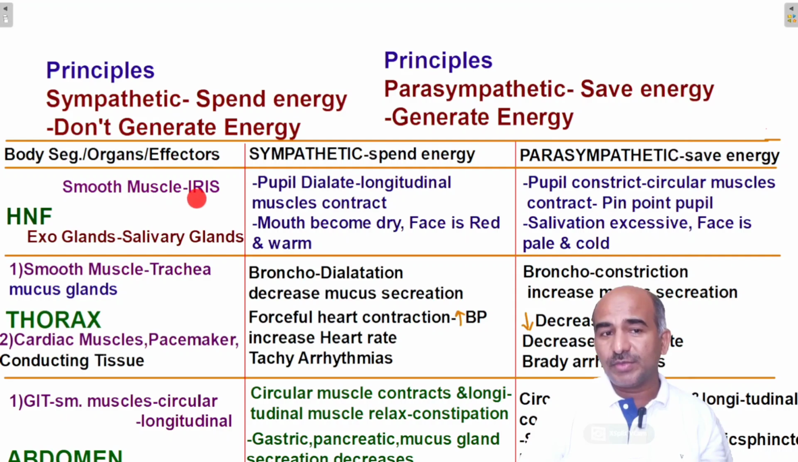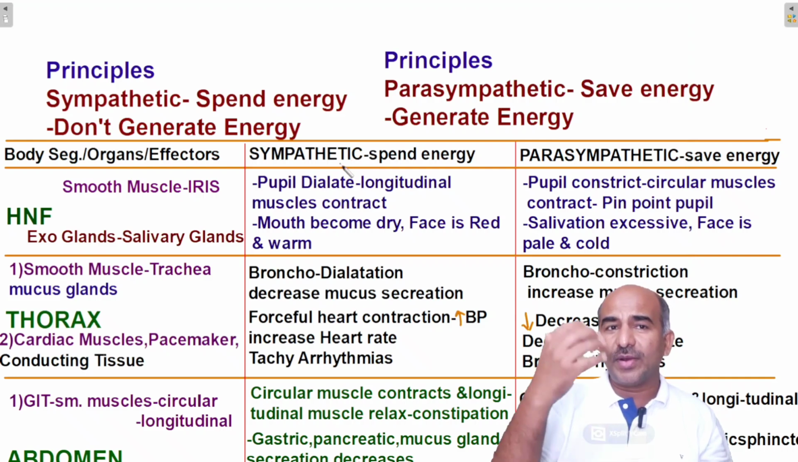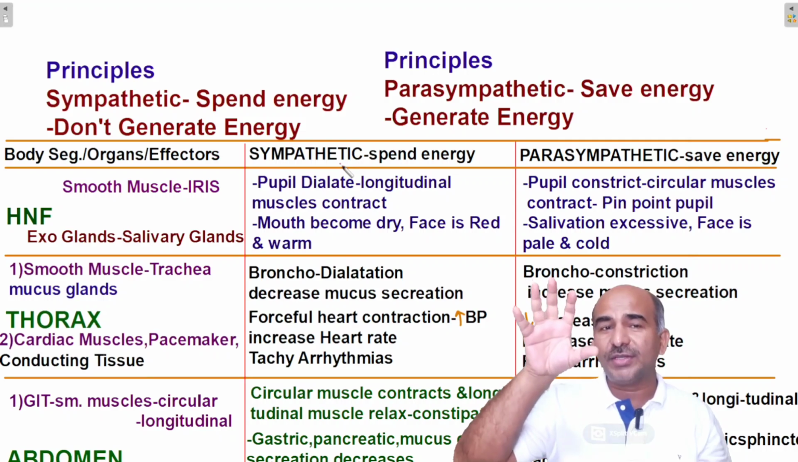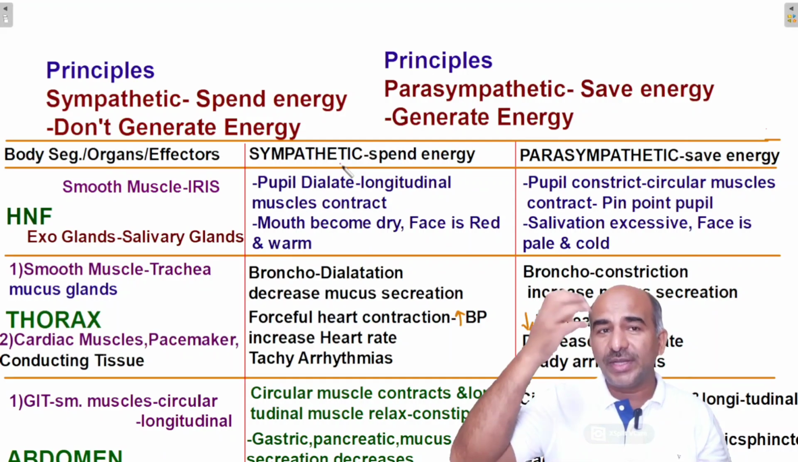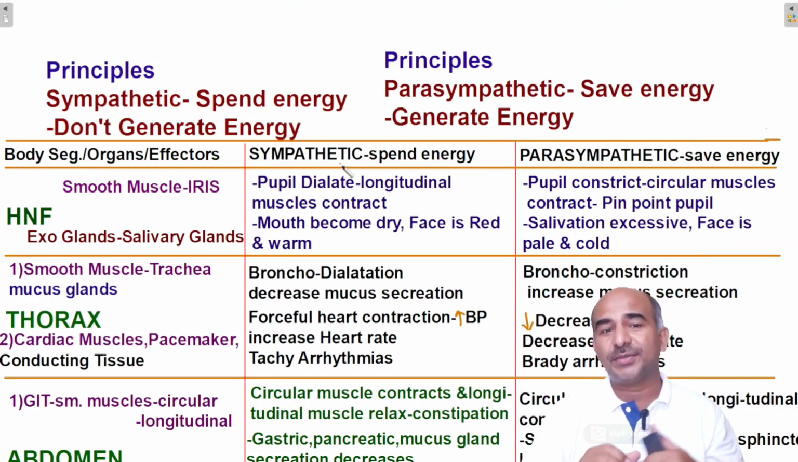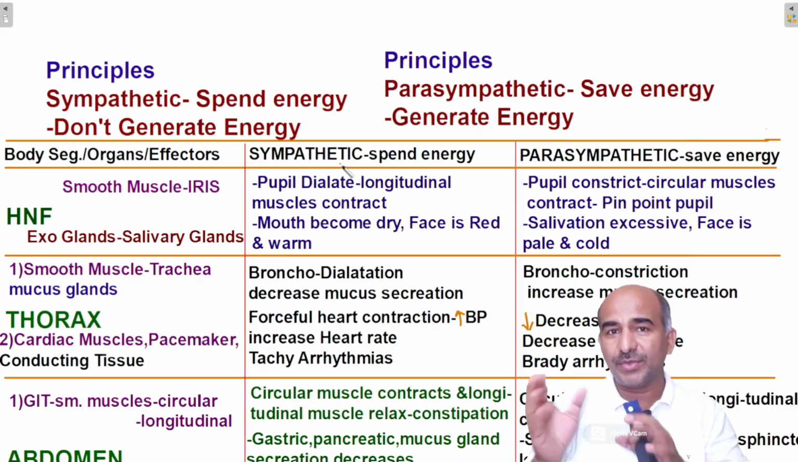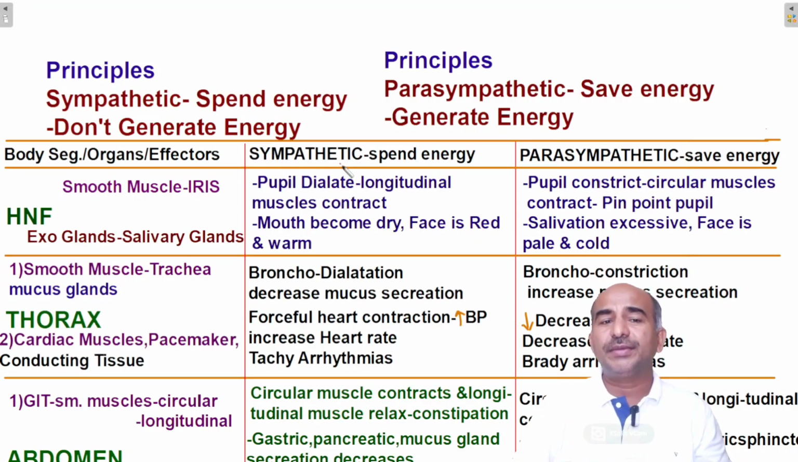In head, neck, face, smooth muscles, iris. Pupil dilates, longitudinal muscles contract. Where? In sympathetic. Why? Because more light will come inside, because it has to spend energy for vision. You have to have more light, so it takes light inside to spend energy in the vision. Understand the principal correlation? This is the thing.